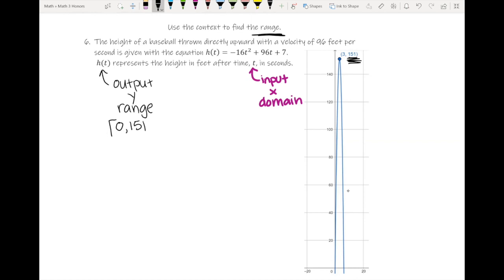It can actually hit 0. I'll put the bracket there. You can lay on the ground. And it goes up to the 151. There's an actual point that it actually hits, so I will include the 151. Another way to write this is with an inequality. I can say that 0 is less than or equal to all the y values, which are less than or equal to 151. So here's our range.